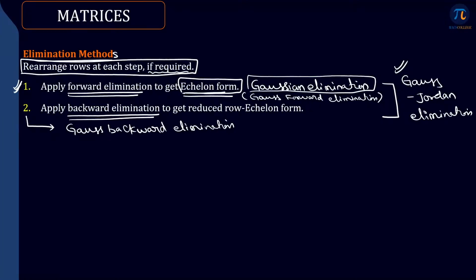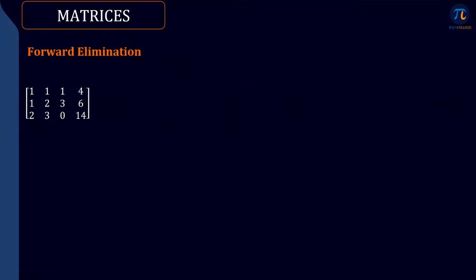So let me start with forward elimination. It is a systematic method. For any problem, you can apply forward elimination in a very systematic manner to get the result. The idea here is we want to reduce the matrix to echelon form. And what is echelon form, sir? The zero row must be at the bottom.